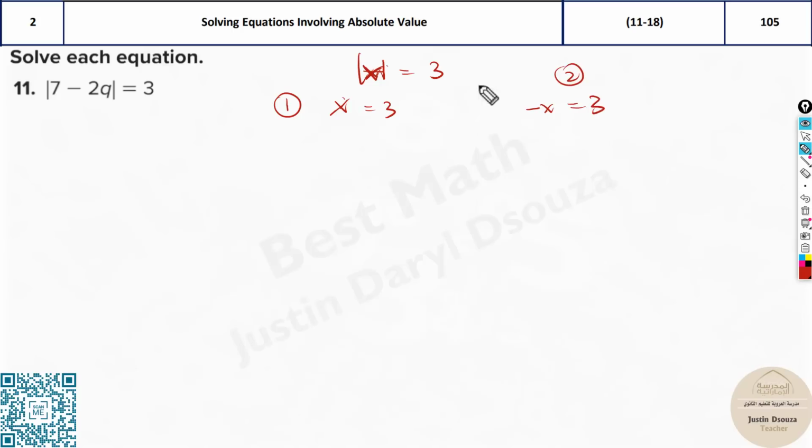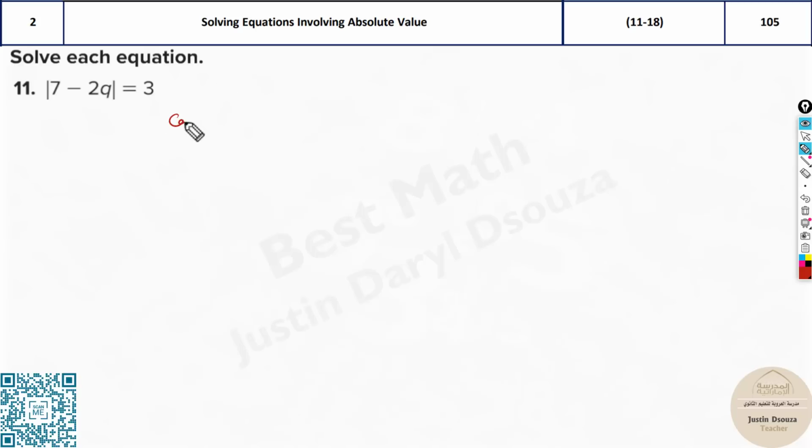Let me show you. Whatever the x value is, if it was minus 3, the absolute value gives you 3 itself. Or if it was 3 also, it will give you 3. So this can be either negative or positive. So we are writing this is either positive or negative.